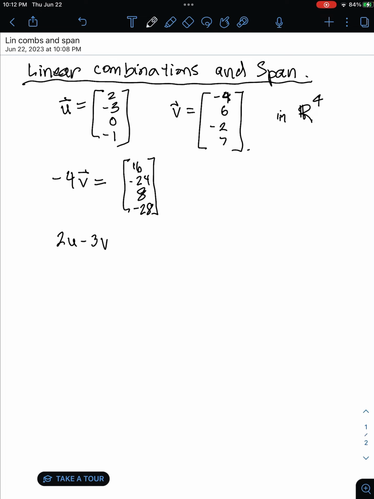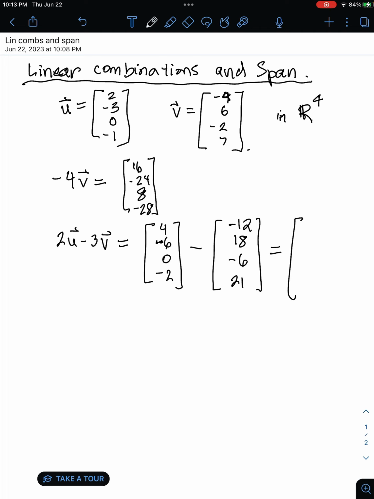And what's 2u minus 3v? You want to take a moment and figure out what that is? Well, it's easy. Okay, let's just do 2u. So 2u is going to equal 4, -6, 0, -2. Minus, and then 3v is going to be -12, 18, -6, 21, right? So then this is going to equal 16, -24, -6, and -23.